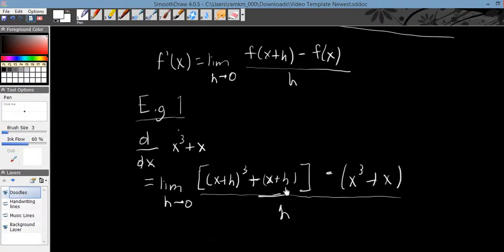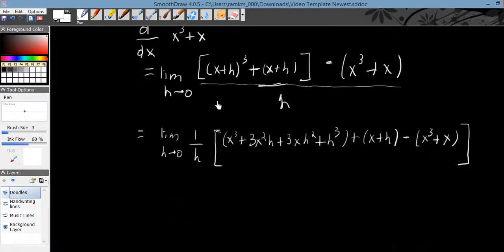So what would happen if we plugged 0 for h into this expression? Well, this would just become x cubed. This would just become x. We'd have x cubed plus x minus x cubed plus x. Well, those would cancel, and we'd get 0 in the numerator and 0 in the denominator. So we get 0 over 0 if we just plugged in 0 for h. So to get around this 0 over 0 indeterminate form, we're going to have to do some algebra.